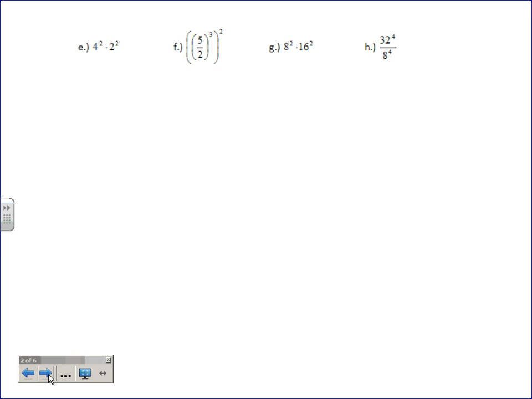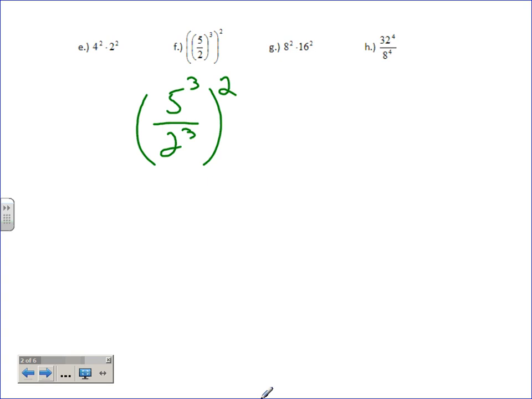All right, letter F. Whoa, we got a lot going on there. Guess we'll just do it this way. Let's just kind of forget about that one for now and just do the problem that you see. So in other words, it's 5 to the 3rd over 2 to the 3rd, right? But I have to take that to the 2nd power, right? Agreed? So in other words, it becomes 5 to the 6th over.